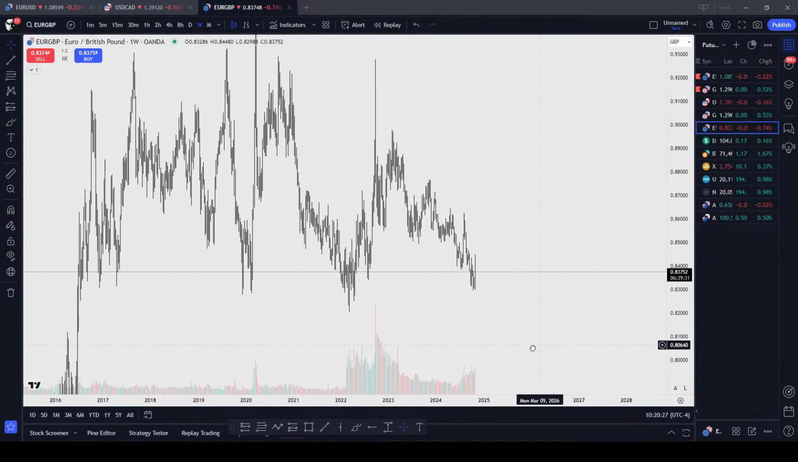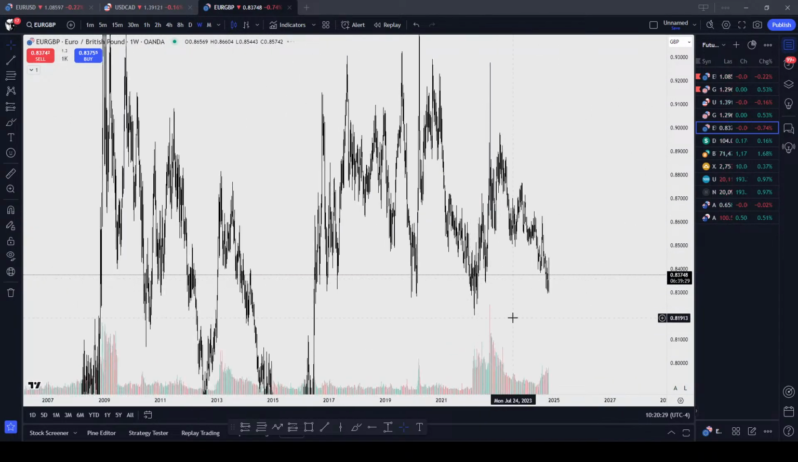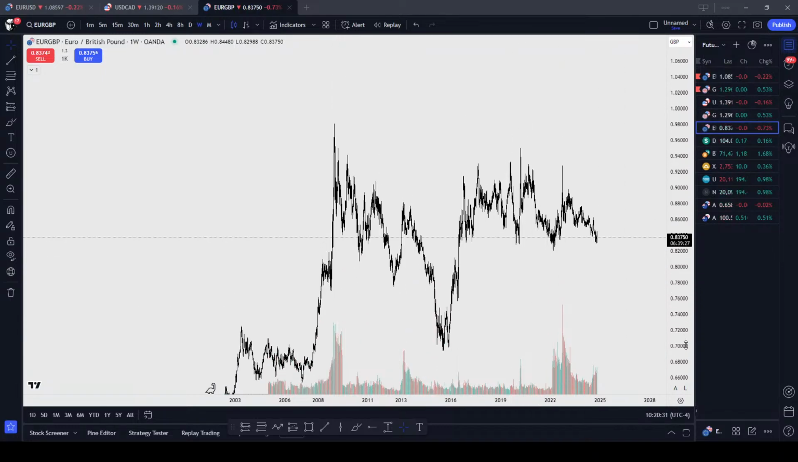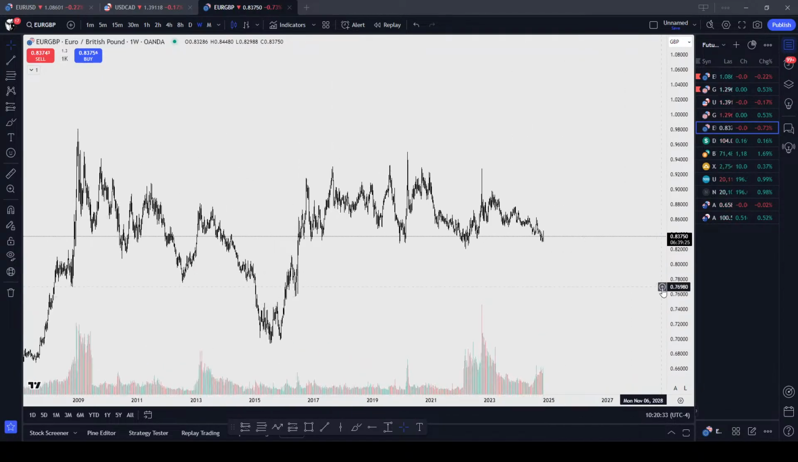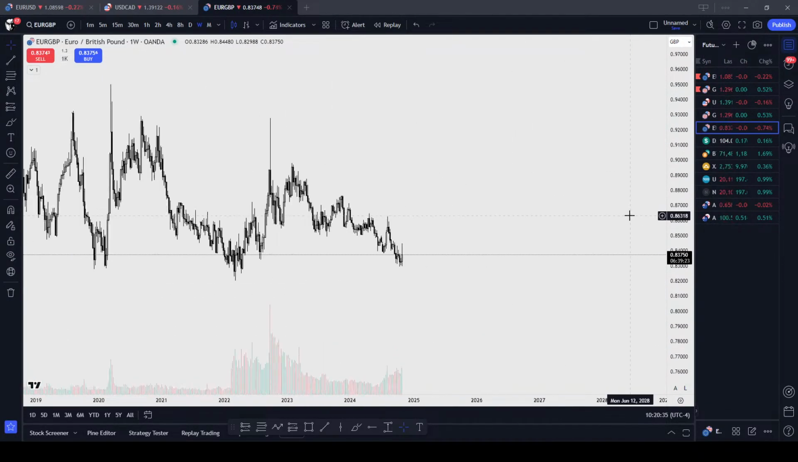Euro pound, you mean? Euro pound is very tricky, to be honest. It's always one of the trickiest charts ever for me. But I think the drawn liquidity now is right here. I think euro should become stronger from here on.